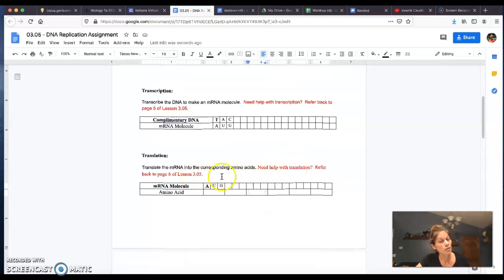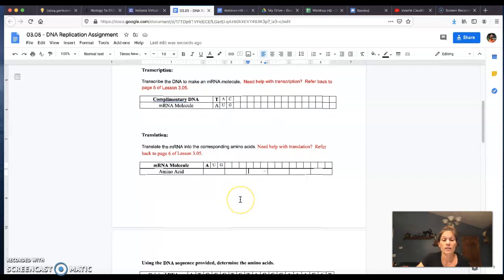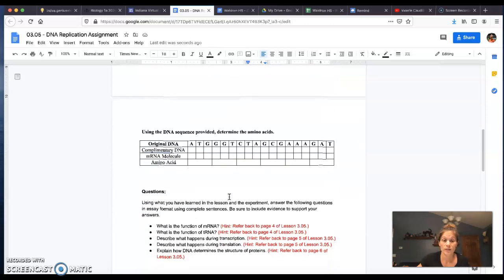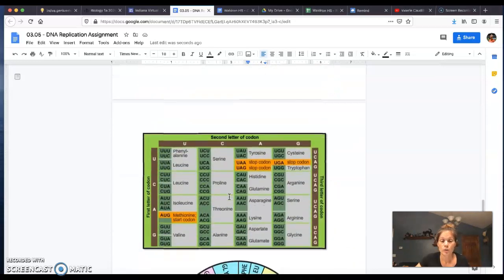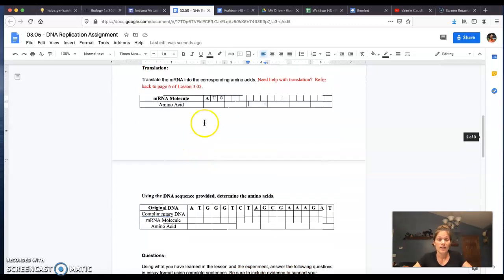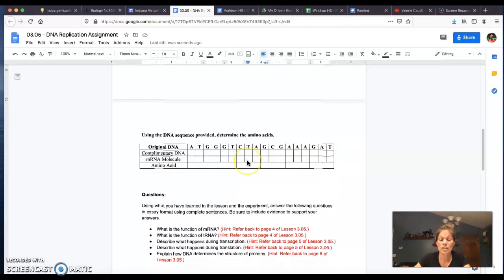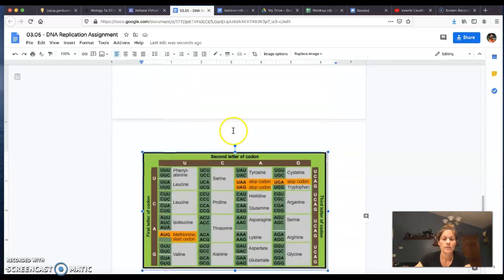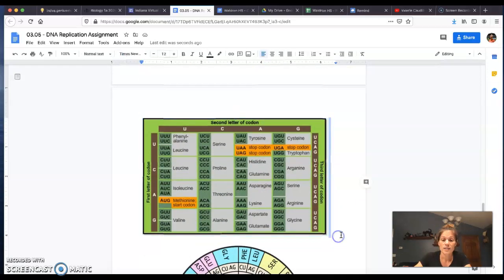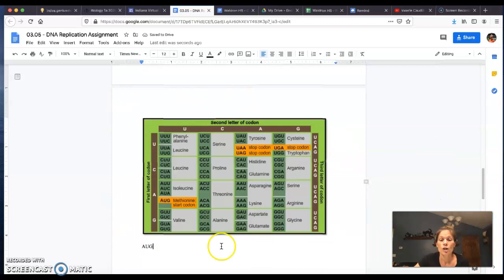If you need help with translation, you can go back to slide 6 of lesson 3.5. Now to do this, we have to scroll down here, and we need to use this chart. Remember, we're going to look up AUG. I'm just going to jot this here for a second, AUG, so we remember. This chart is an mRNA codon chart. What we have here, this AUG, is a codon. A codon corresponds to an amino acid on this chart.